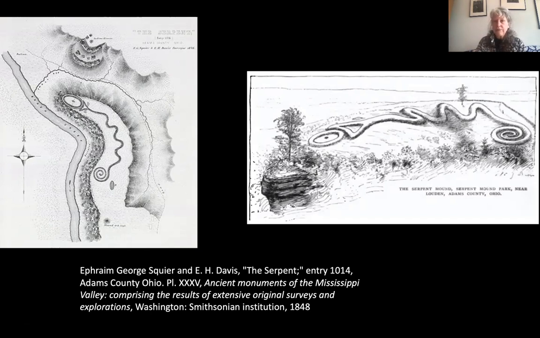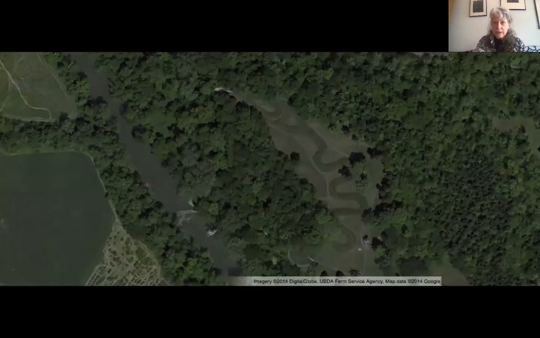But the snake is a very important figure in the iconography of the Americas generally. So we'll see some more examples of that in a minute. Okay, so this is an aerial photograph where you can see the head of the snake, the egg or sun or whatever it is, and the coils, which some scholars say are oriented towards certain planets and constellations.